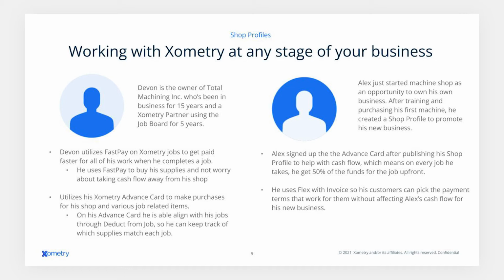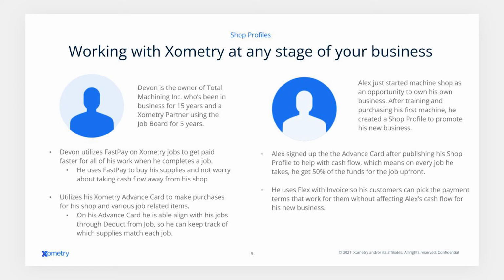So he's published his shop profile. He signed up for the advance card, and now he's got access to 50% upfront of that new work that he's taking. This is huge because he doesn't have a nest egg. I mean, he's got whatever he has going into this business, and this gives him working capital. So he's not dipping into savings to take new work that then gets locked up in that job for 30 days. He's got access to that right up front, and then he can get paid out his profit later.